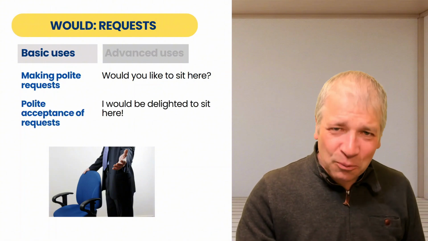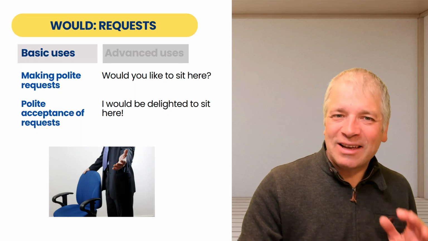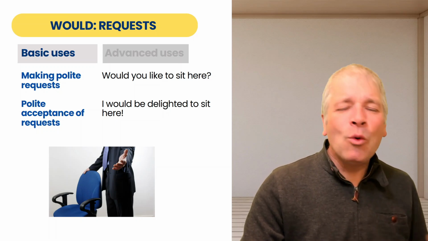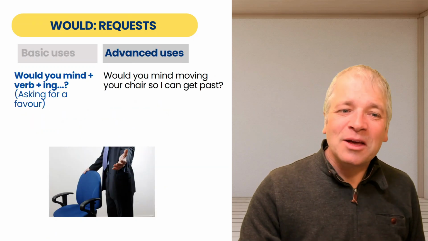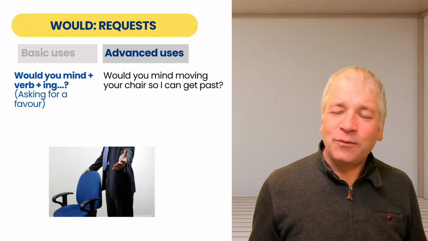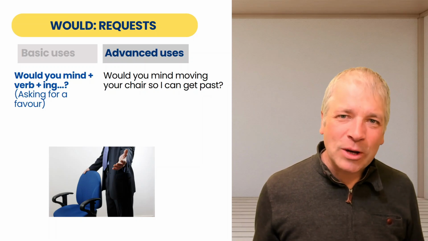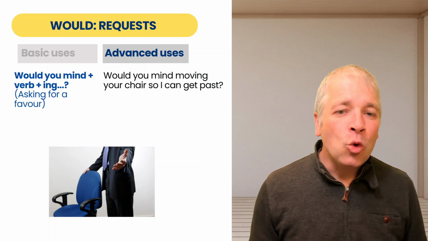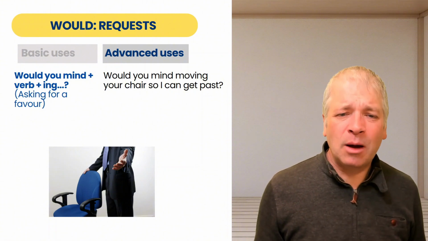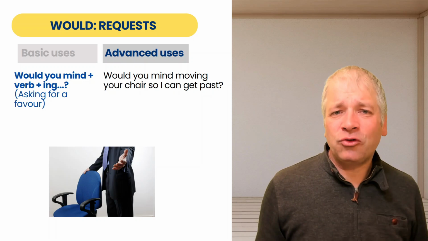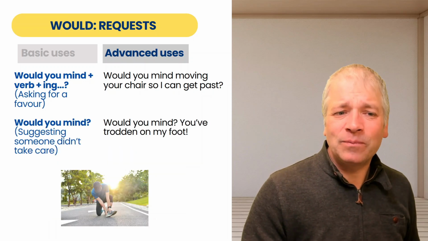You can also use would in the other way, which is for polite acceptance of requests. I would be delighted to sit here. More advanced, would you mind, verb, and then ing. This is when you're asking for a favour. Would you mind moving your chair so I can get past? You're asking someone to move their chair, but you're trying to be more polite with it.